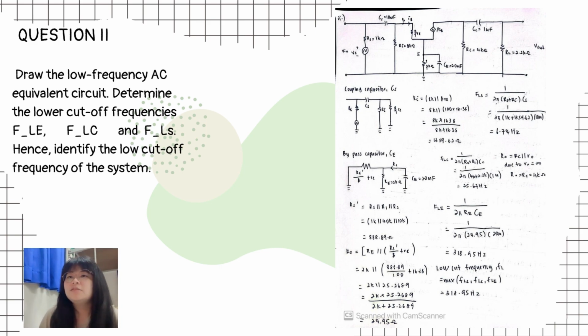With the information that we found above, we can find the FLE, using the formula 1 over 2 pi RE times CE, and we get the value of FLE is 318.95 Hz. So the low cut-off frequency FL is equal to 318.95 Hz.